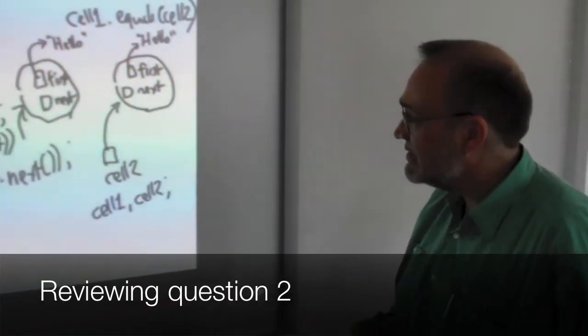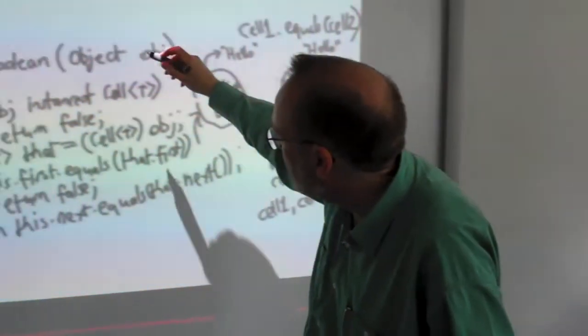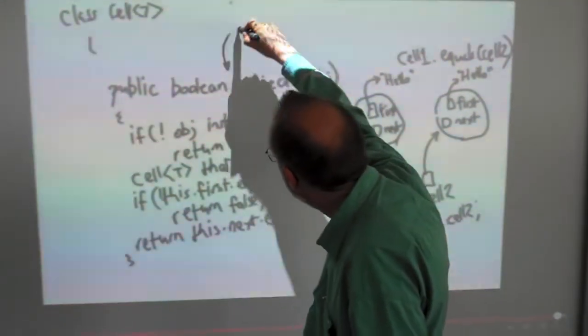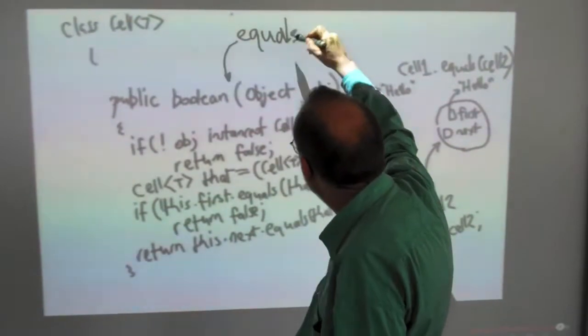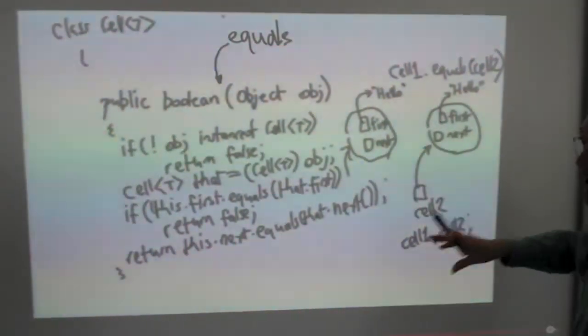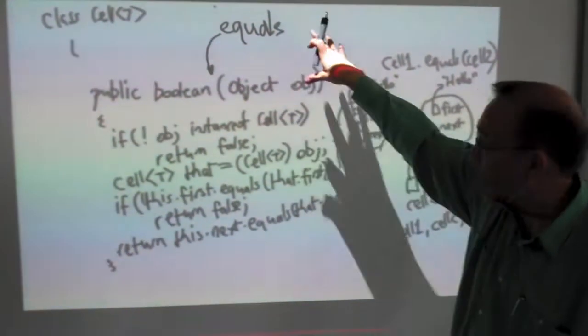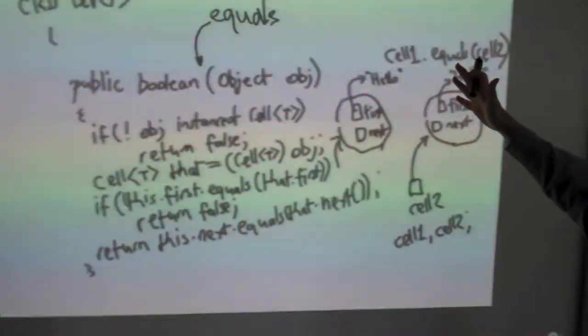Here was my solution for question 2, my first attempt, and looking back at it, I see I've actually made several mistakes on it. The first one is I didn't give this method a name. It's meant to be an equals method, so of course it must have the name equals. It has to be equals, you've got to override the Object equals. Well, that's the first mistake I saw in it.